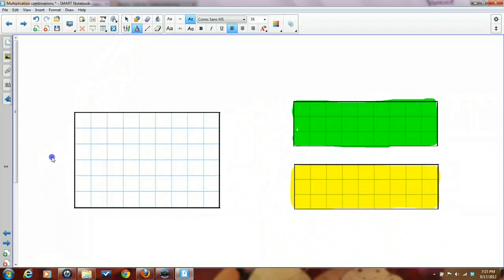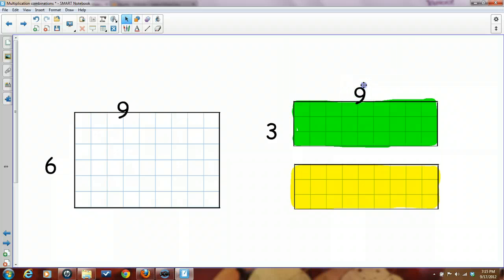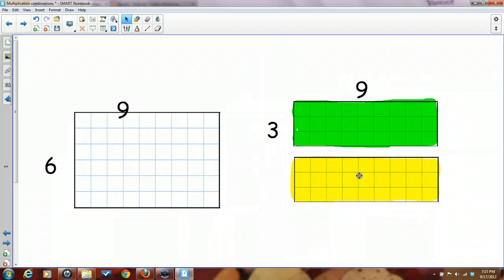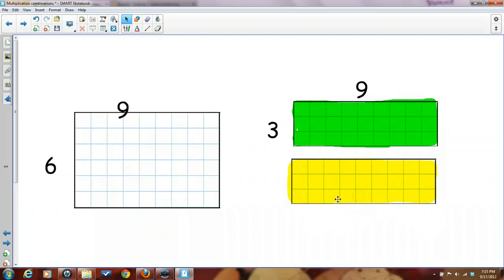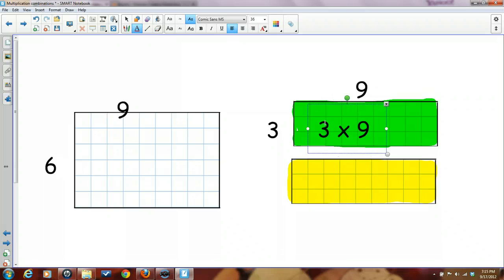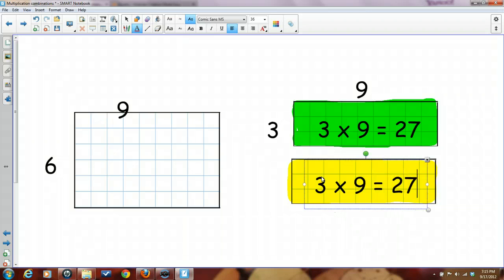Well, this one is my 6 by 9. So how much is each of these? Well, over here I have 1, 2, 3, and then I have 1, 2, 3, 4, 5, 6, 7, 8, 9 on this side. So I've got 3 times 9 for this one. Let's see, is this one the same size? Yeah, it sure is. So I've got 3 times 9 for both of these. Let me just write in the equation. 3 times 9 equals, and I know that is 27, and then I've got another 3 times 9. 3 times 9 equals 27.